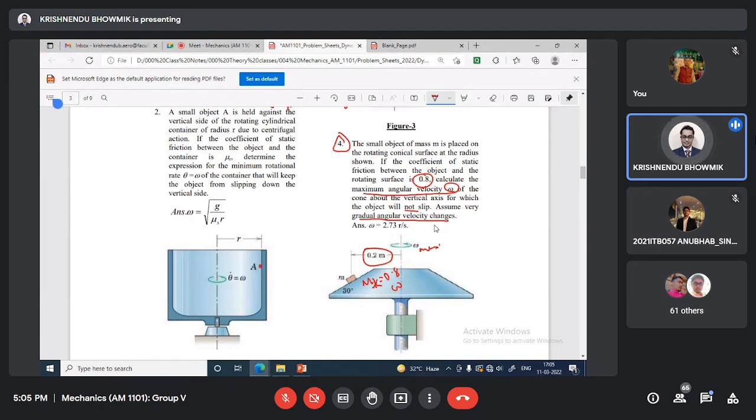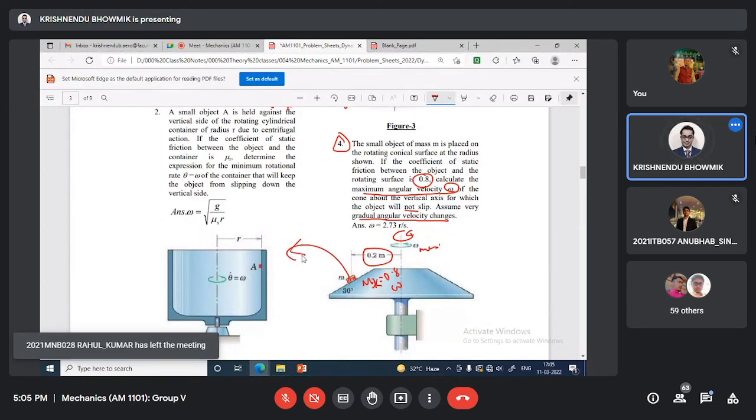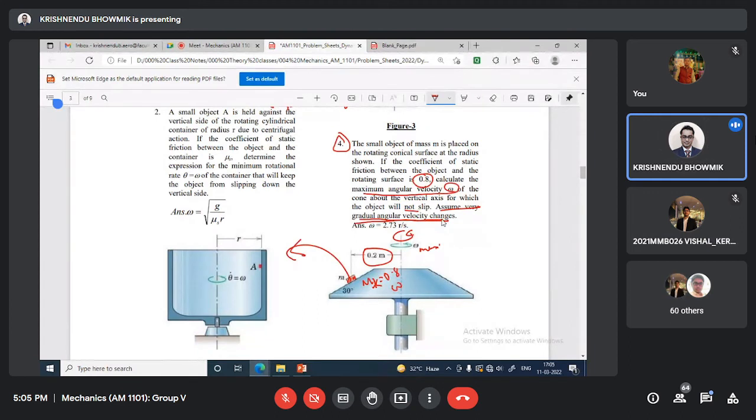To try to understand this type of problem, when there is some rotational speed, if suddenly you give some higher value of rotational speed, the small block will suddenly move away. So it is told to assume a very gradual angular velocity change. Some vibration problem will be involved if you do it suddenly. Slowly we can do. Now I want to draw the free body diagram of this.